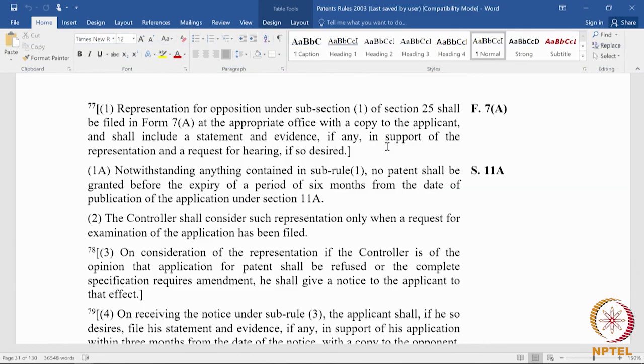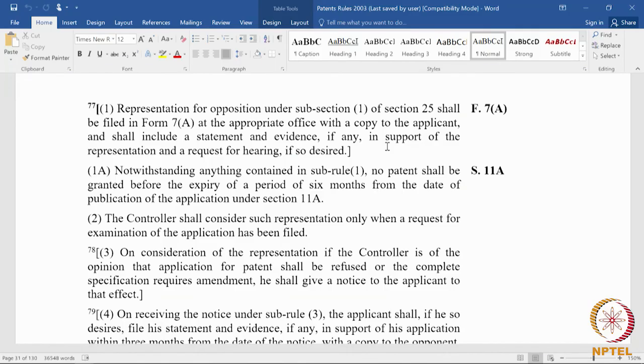No patent shall be granted before the expiry of the 6 months from the date of publication, which simply tells us that you cannot grant a patent within 6 months of publication. Even if, say, after publication in 3 months the application is made ready for a grant, assume it, and there is a pre-grant opposition filed within that window period in 3 months, you still cannot grant it without waiting for 6 months.